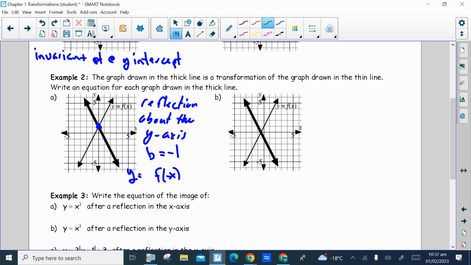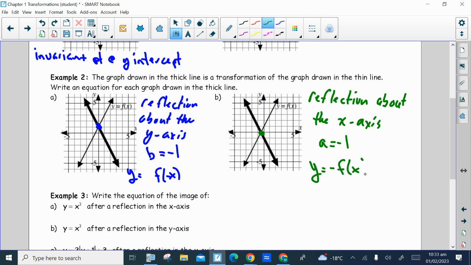But for the second graph, the invariant point is on the x-axis, which means it was reflected over the x-axis. And when you reflect it about the x-axis, now a is negative 1. And the equation would be y equals negative f at x. Because a is in front of the f.